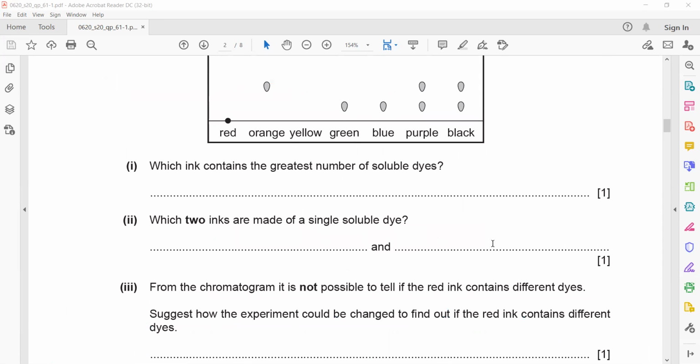From the chromatogram, it is not possible to tell if the red ink contained different dyes. Suggest how this experiment could be changed to find out if the red ink contained different dyes. Basically, the red ink does not rise above the origin. If ink does not rise above the origin, it means it is not water soluble. So we should change the solvent, because when you use a solvent which can dissolve the red ink, you can identify what different dyes it consists of.